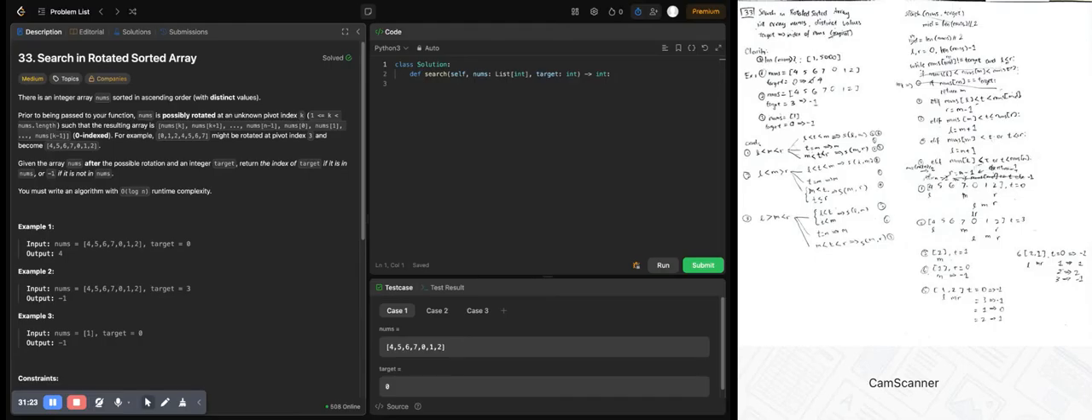Okay. Now let's look at some of the examples. Number 1, we have 4, 5, 6, 7, 0, 1, 2. The nums is 7.